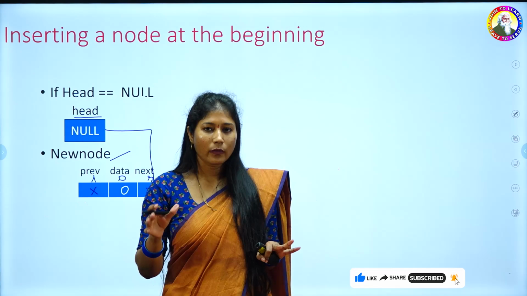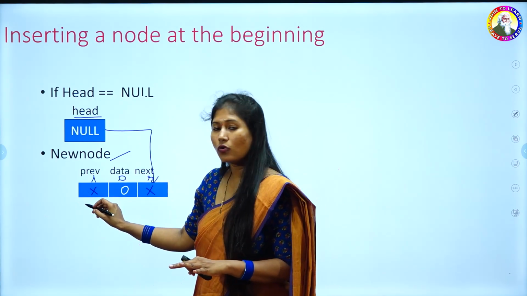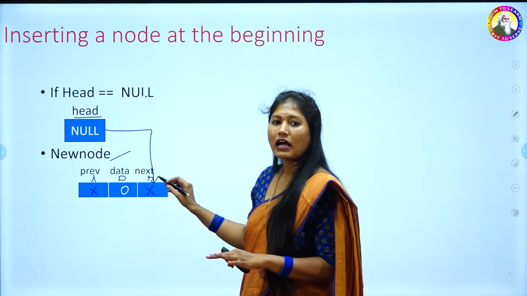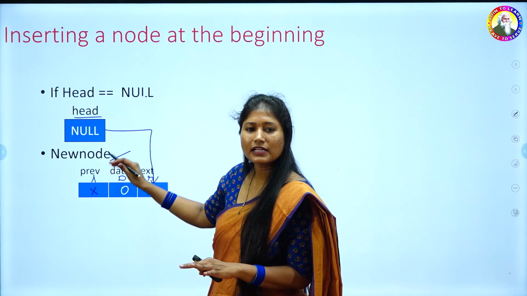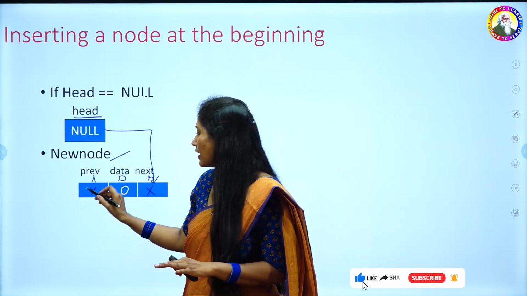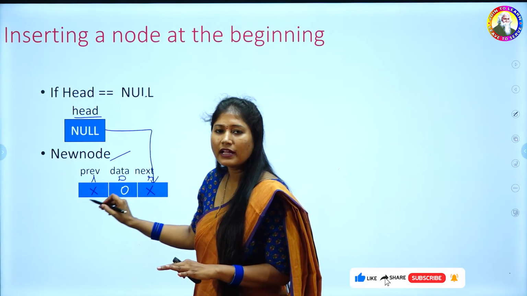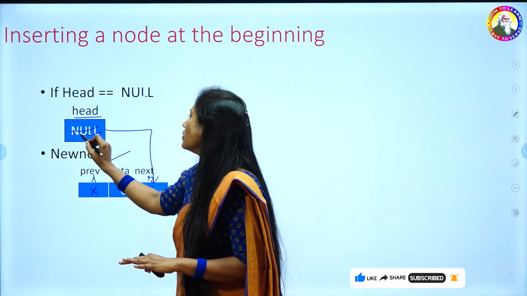The case is closed. Why? Because this is the first node. In a double linked list, the first node and the last node have null in their links. This is the first element and this is the last element. That's why we mark the previous and the next as null. After that, head equal to new node.